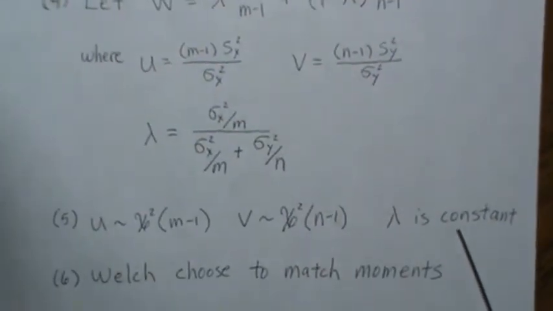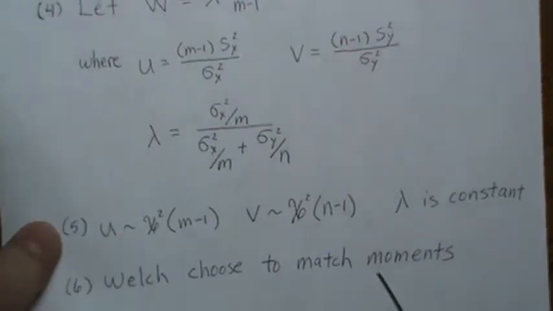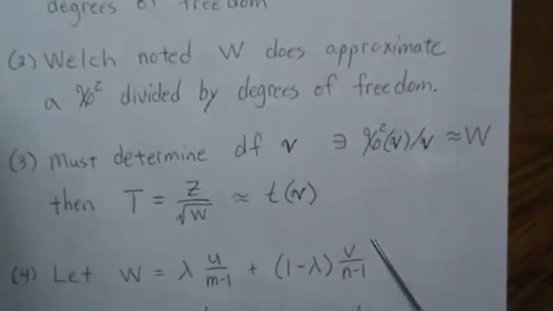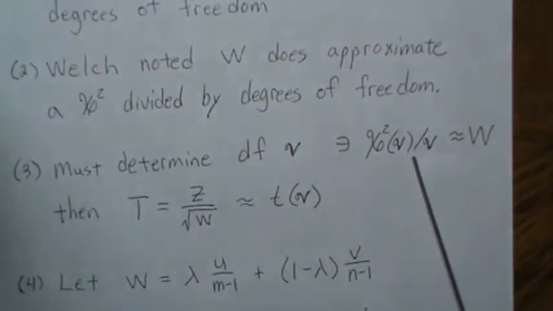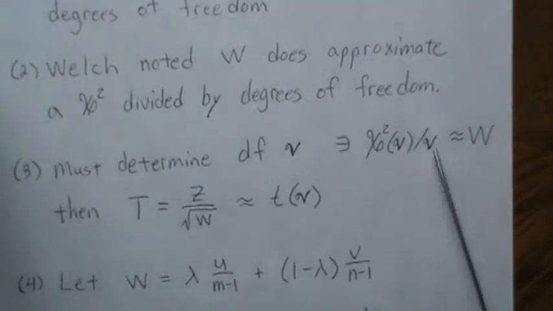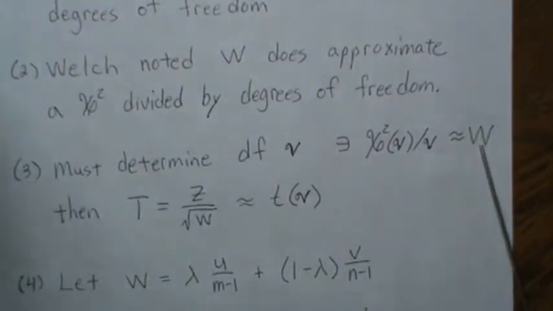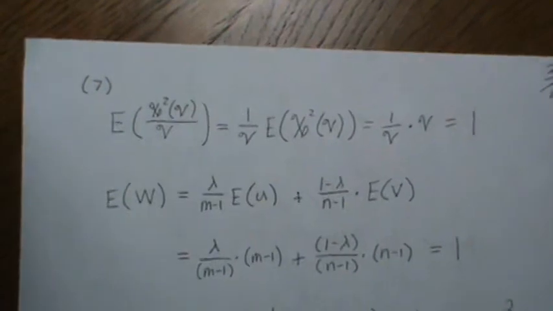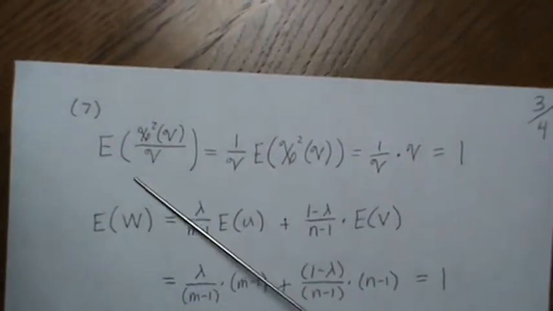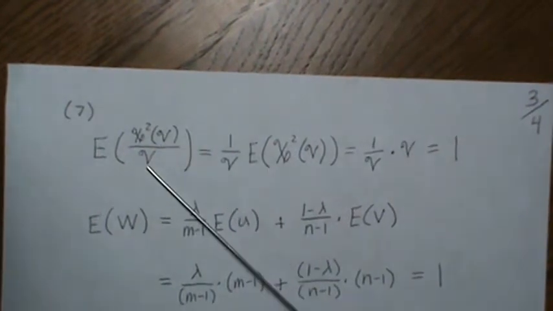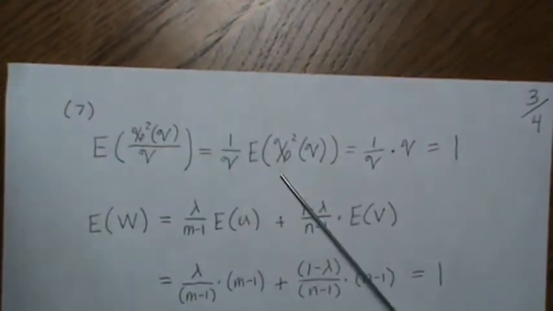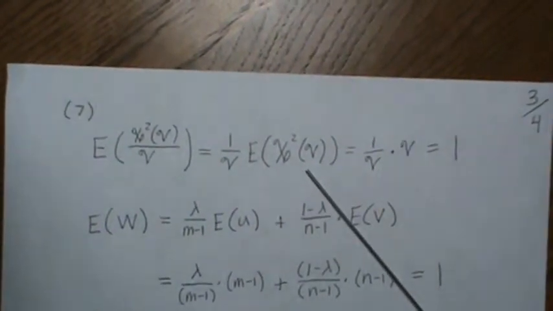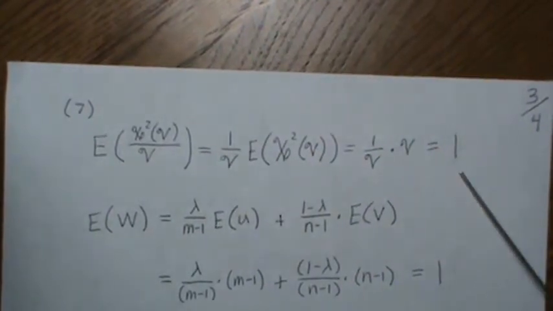So what we want to do is match the moments of these two quantities. W is what we have, and this is what we'd like. So we're going to take the first moment and the second moment, and equate them to the first and second moments of W. Here we do it for the first moment. We take a chi-square random variable, divide it by its degrees of freedom, and then the expected value: we take out the constant, and the expected value of a chi-square is the degrees of freedom, so this is 1.